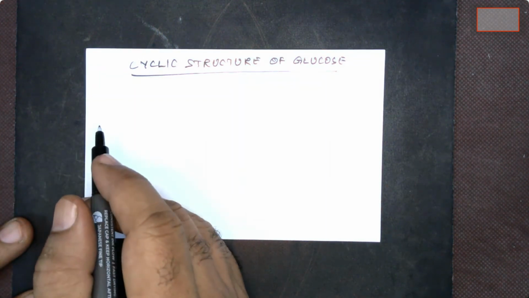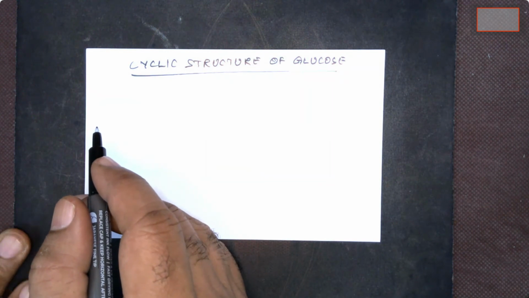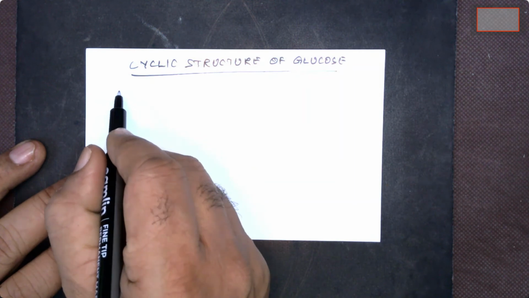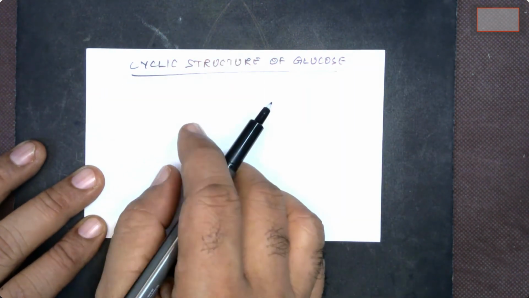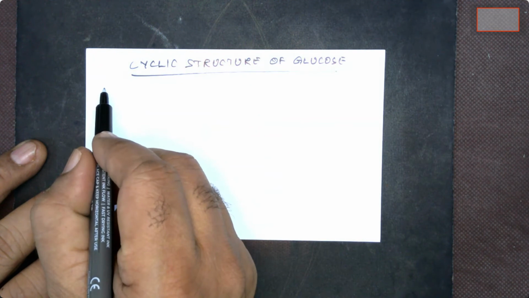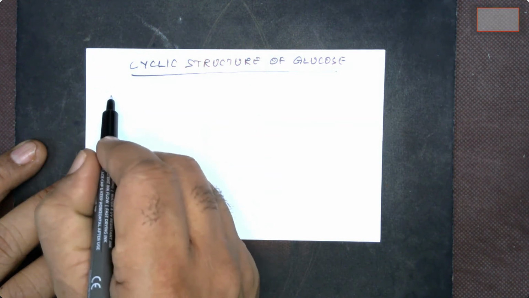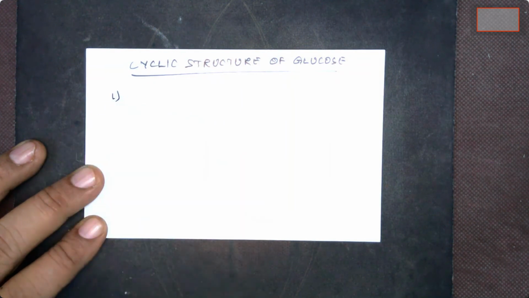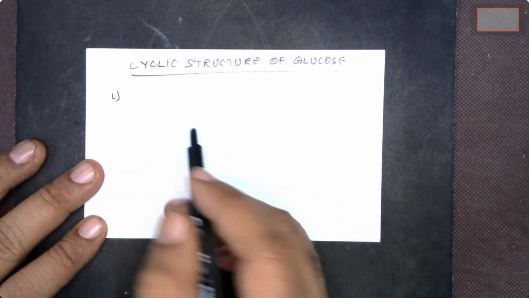Cyclic structure of glucose. We have already explained the structure of glucose, where we have only a straight chain. But when we check for the presence of an aldehyde group, glucose does not give Schiff's test.